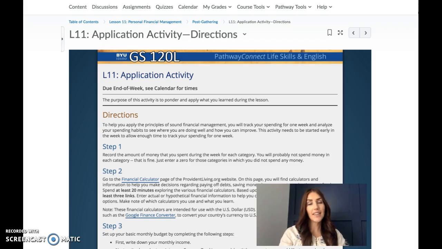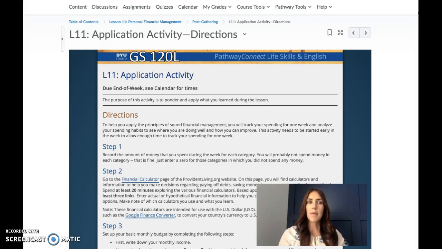I love this. I love all the topics, but this one is on personal financial management. And the reason I like it is it's a lot like the time management one where you have a chance to keep track of how you spend your money and then look at different things that can help you improve.